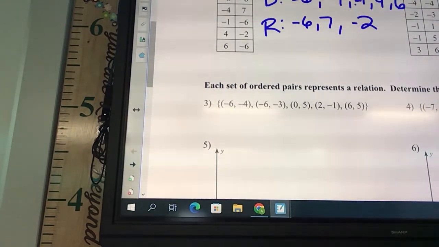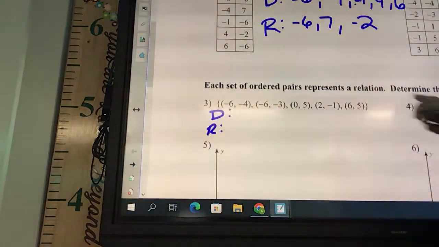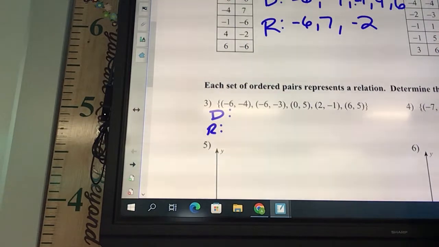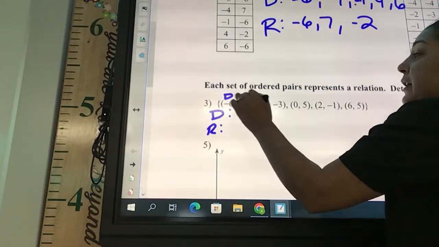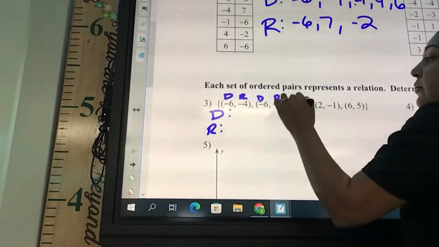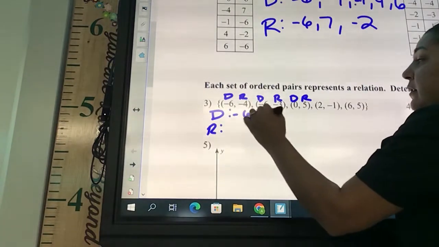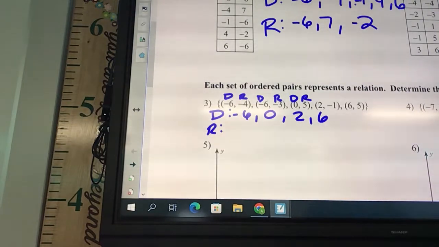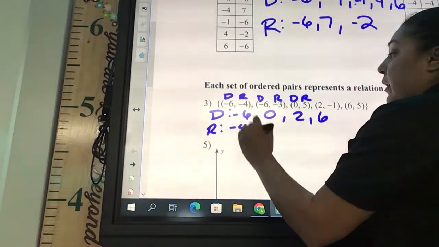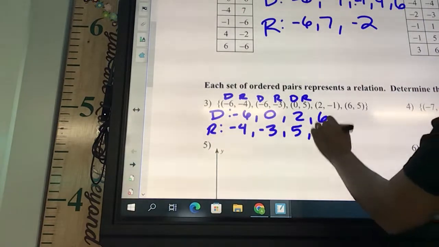Okay, we do have the domain and range, but how can you read it on this? How do I know what's what? The first one's the domain, the second one is the range. So you say domain, range, domain, range, domain, range, and it keeps repeating. So our domain is going to be -6, 0, 2, and 6. Our range is going to be -4, -3, 5, -1.